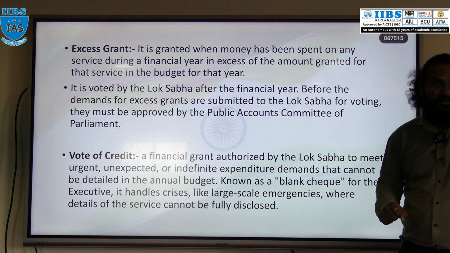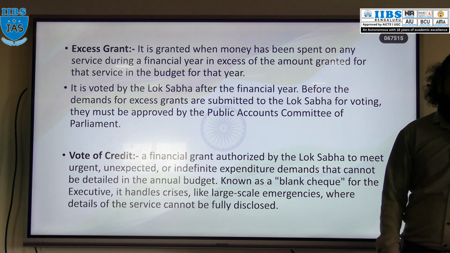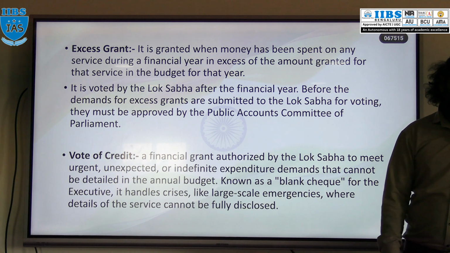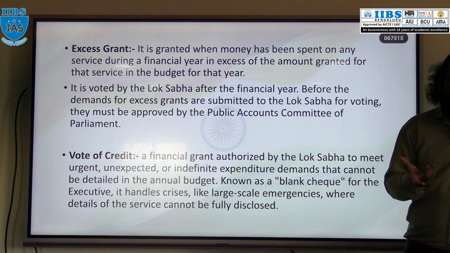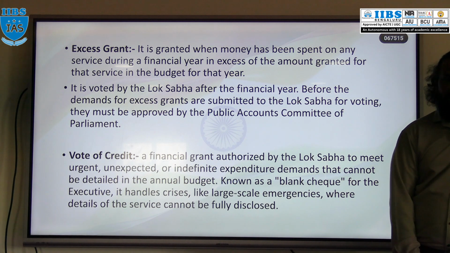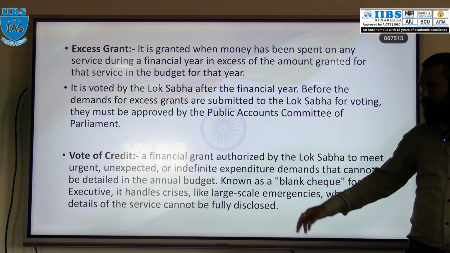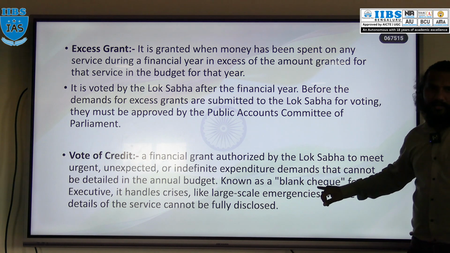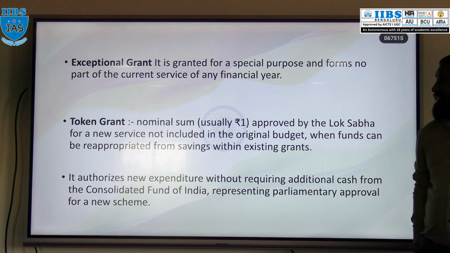Natural calamities, Corona in 2020, you might remember, that is unexpected, right? And undefined expenditure also. They cannot define it, we cannot estimate it. So to overcome such situations, this grant will be granted. That is vote of credit. That is the reason why it is called a blank check. Why? Because they also don't know how much expenditure is required. Got it?